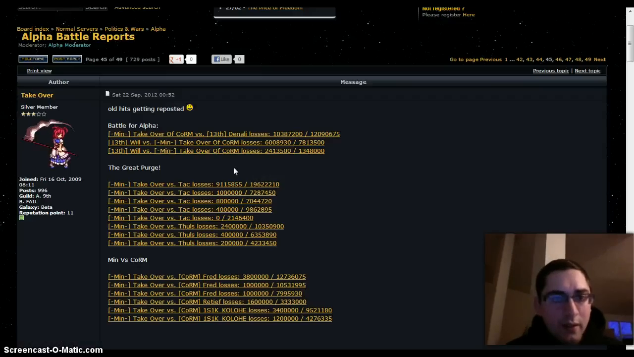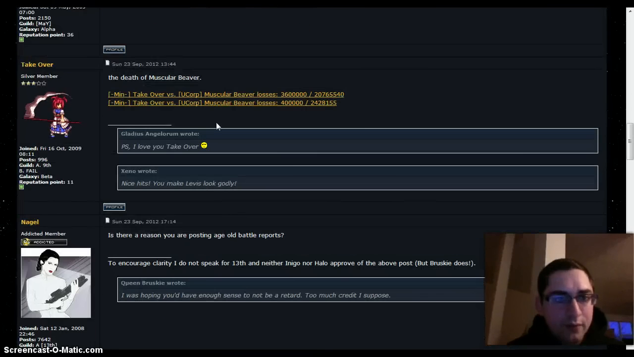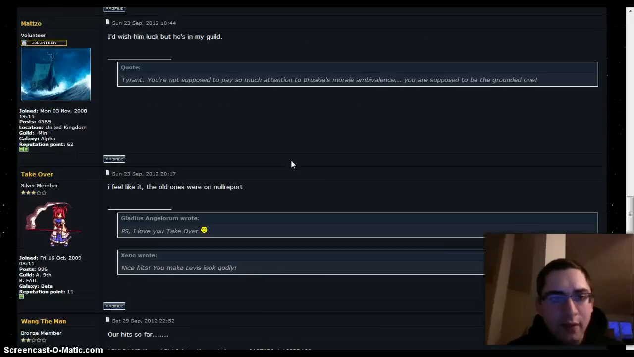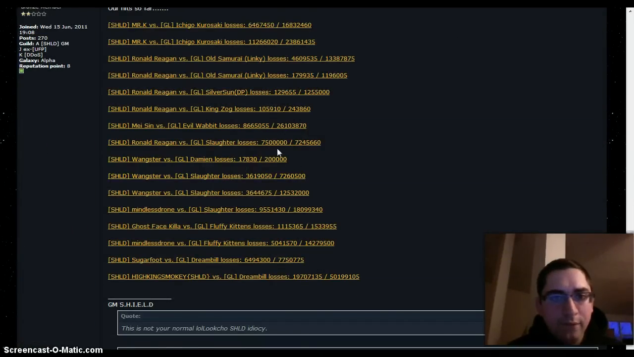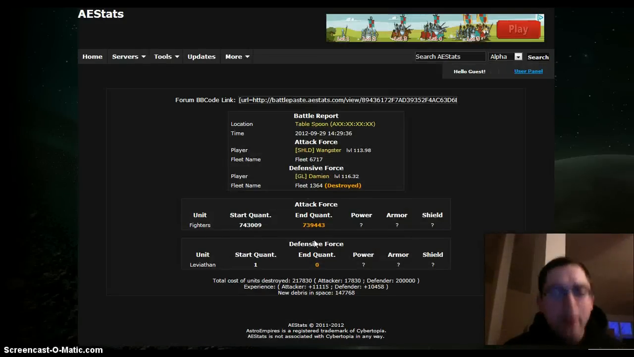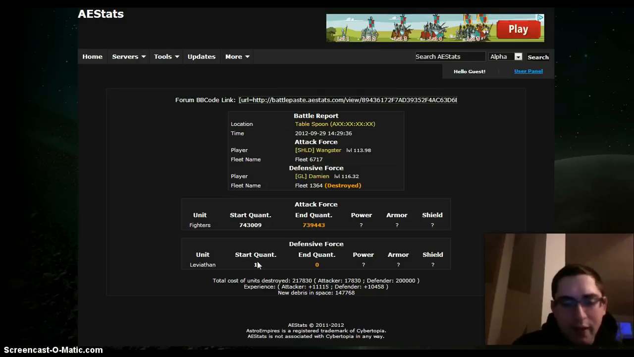Now let's see if we can find a fighter one. No, these are all Leviathan. This might be fighters. Okay, now this is why fighters are good. So she has 740,000 fighters against one Leviathan. You would think the Leviathan could harp on it all day. That is not true because 743,000 fighters do enough damage, even though it's only 1%, to kill a Leviathan in one shot. So it cost him 18,000 realistically to kill 200,000 worth of fleet.